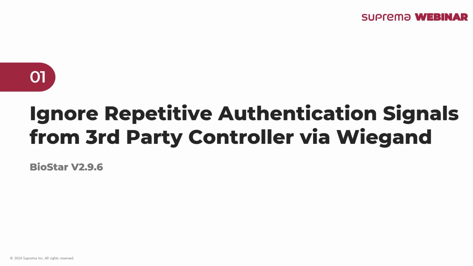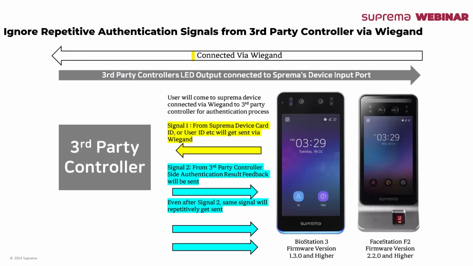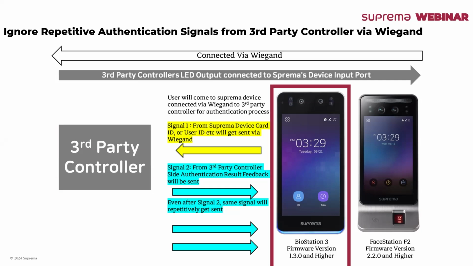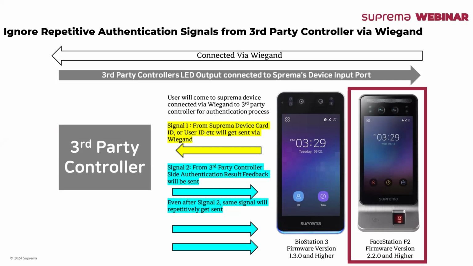Please note that the previous case was what? It was the RS-485 case for intelligent slave and slave. Now, forget about that part because it can be quite confusing, because we're going to now focus on the Wiegand side of it. Okay, ignore repetitive authentication signals from third-party controller via Wiegand. Now, when it's connected via Wiegand, unlike RS-485, it's only a one-way signal, right? So we have BioStation 3 and BioStation F2 that offer these.